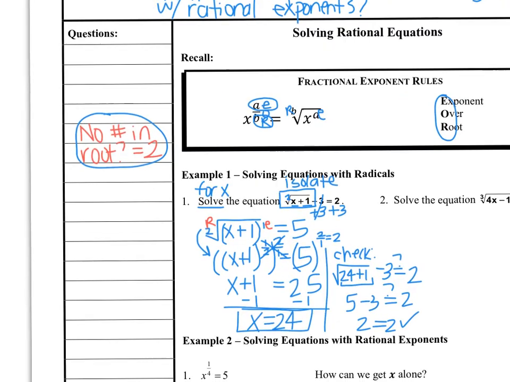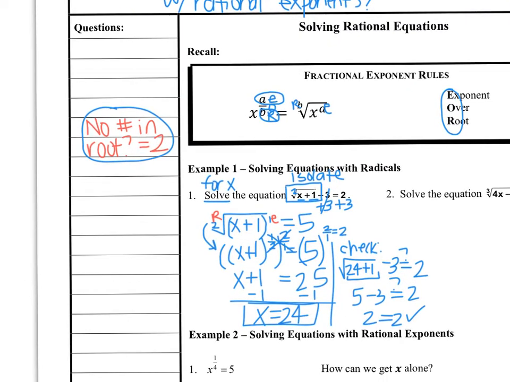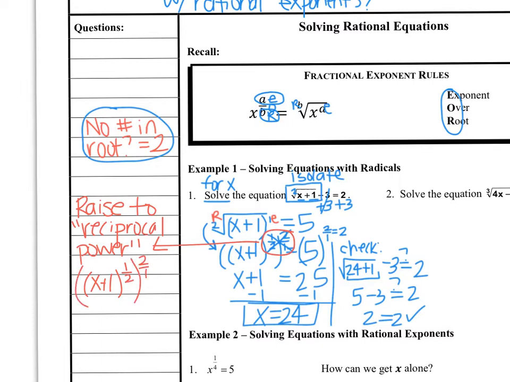Okay, so I'm going to go over here and just make a quick note that you are raising to the reciprocal power. That's what this step right here is called. And we're going to write it again below in the video: raise to reciprocal power, which I'm going to show if it was x plus 1 to the 1/2, then we multiply it by 2 over 1.